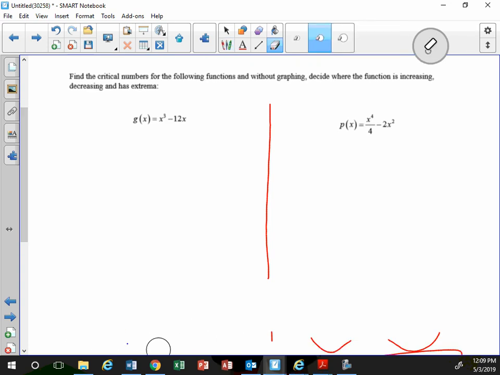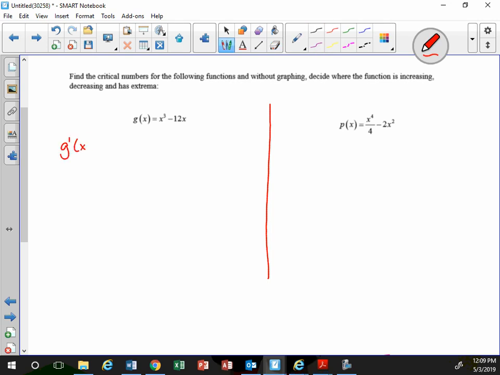All right, hold on, you're ahead of me. All right, so I'm gonna find g prime of x. Just power rule here, guys. What's my derivative? 3x squared minus 12. Okay, good. So I'm gonna set that equal to 0. I don't care how you solve this with your factoring the critical numbers.